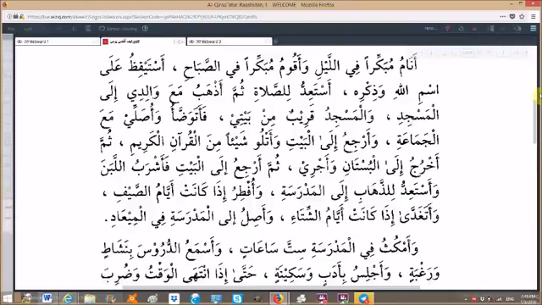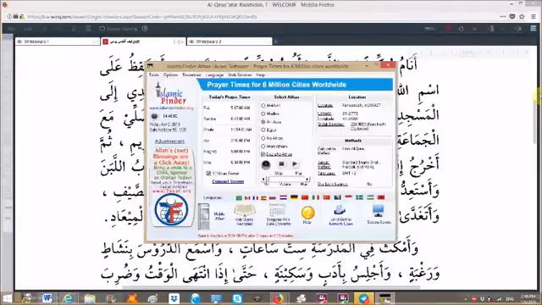Qariba, yaqrubu, to be close. Qaribun, the masjid is close. The opposite would be ba'id, which is far, from ba'ida ya'budu, to be far, right? This one is qarib, close, min bayti, to my house.